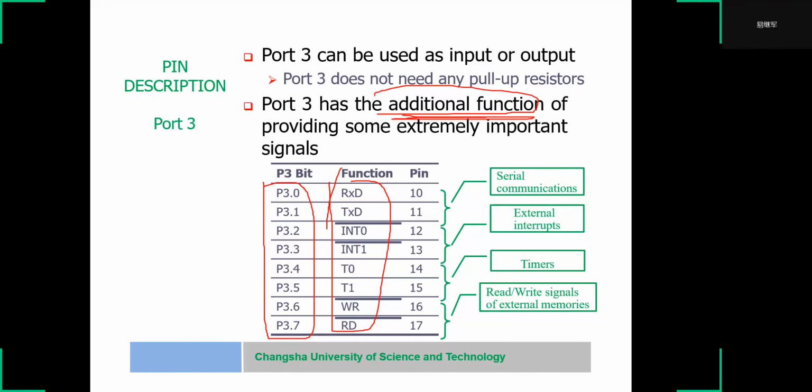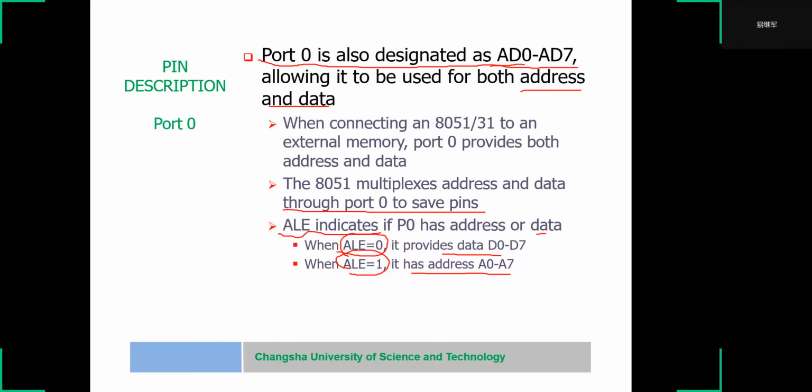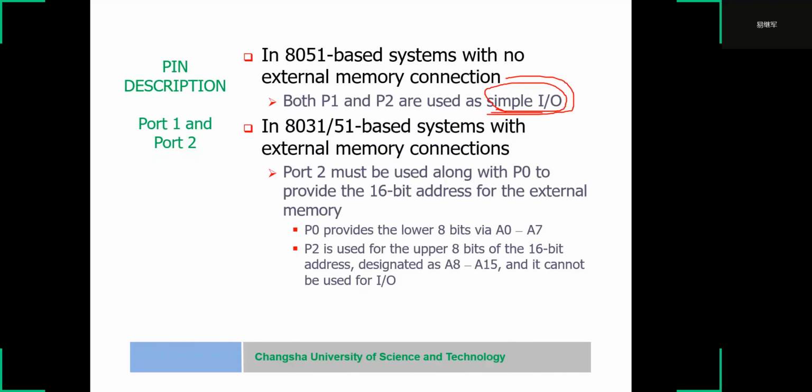We can review port 1 and port 3. Port 0 is used as the address and data. Port 1 can be used as a simple I/O, but port 2 can be used along with P0, provided the 16 bit address.